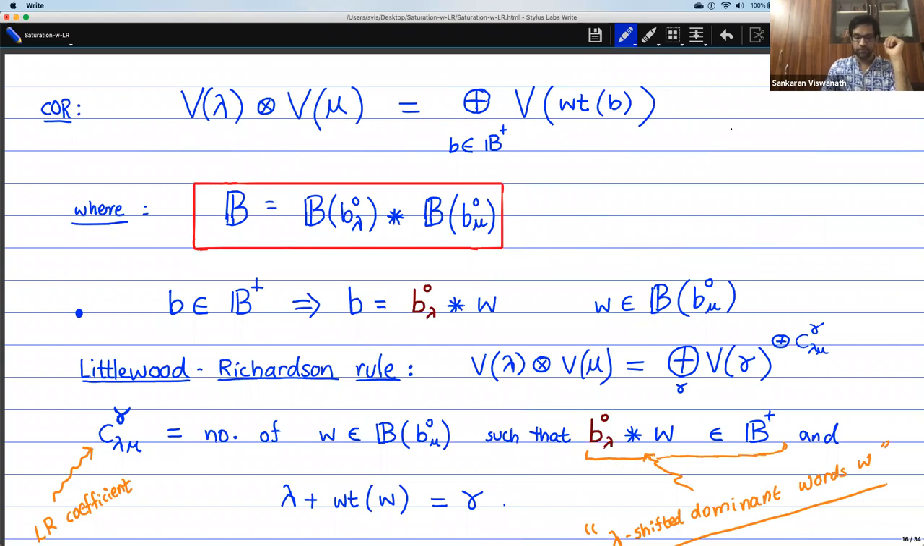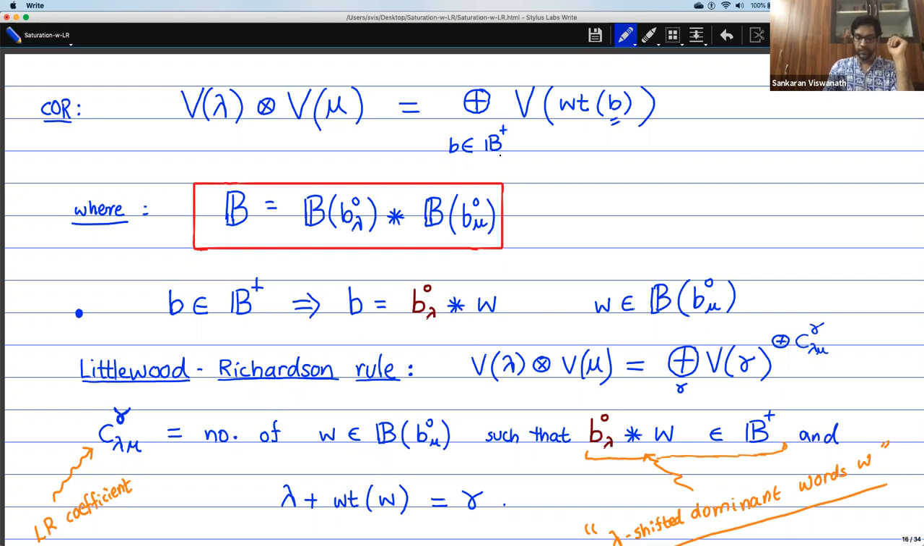So here's restating the same thing, but for the special case of tensor products. So recall I said, if I have a tensor product of two representations, I know one combinatorial model for it, which is just concatenations. So if I have two representations, V lambda and V mu, look at the concatenations of words and use the decomposition theorem to decompose this collection into a disjoint union of words generated by elements small b. So here's the decomposition theorem itself. It says V lambda tensor V mu is a direct sum of V of weight of b as b ranges over elements of B plus.